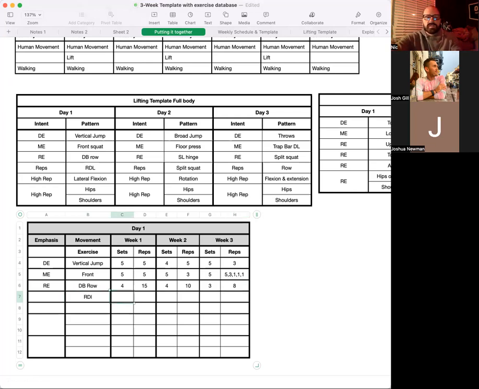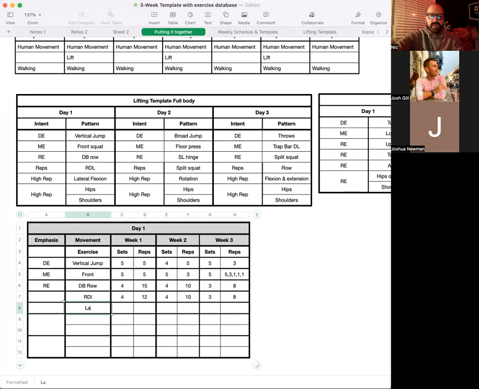RDL, follow with something similar. We do 4 by 12, 4 by 10, 3 by 8. So when it comes to the numbers, obviously higher reps, you're going to hit hypertrophy. Lower reps, you're going to hit strength. So the range for hypertrophy is anywhere from 6 to 15, right? So you just play around with what works for you.